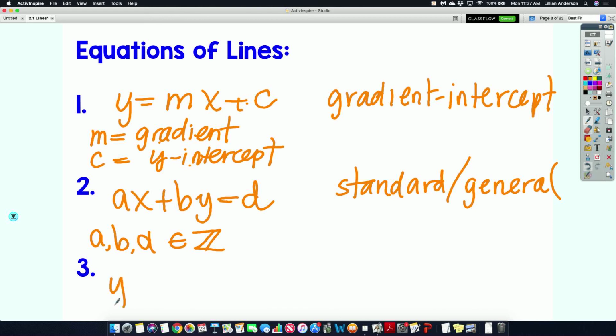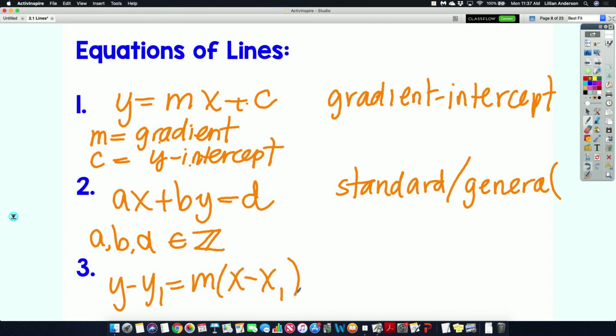Yes, y minus y1 equals m times x minus x1. What was that called? What was the name? What do you see in this form? You see the gradient, and you also have a what? An x1 and y1, which is called a what? What's x1 and y1 called when you put them together? There you go, point slope form.